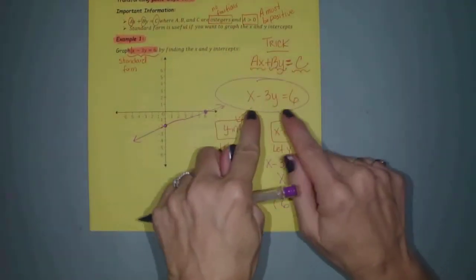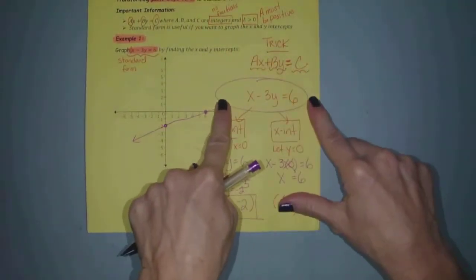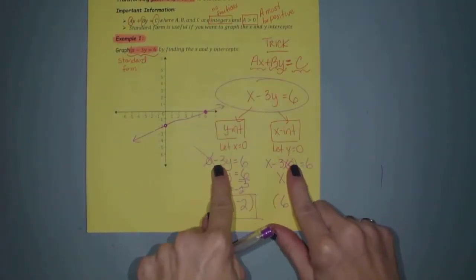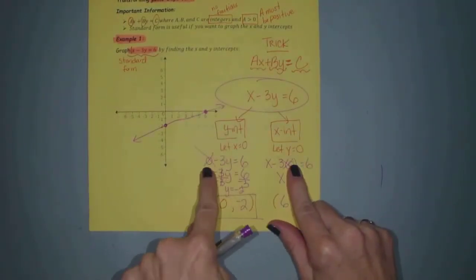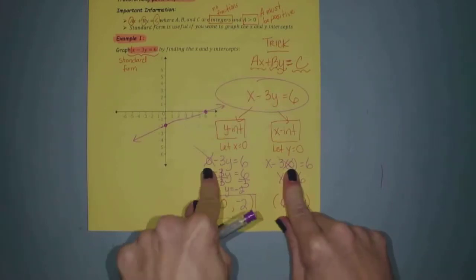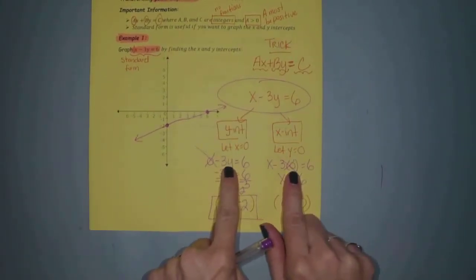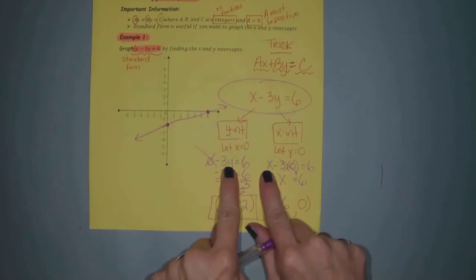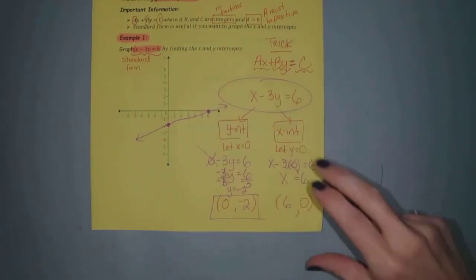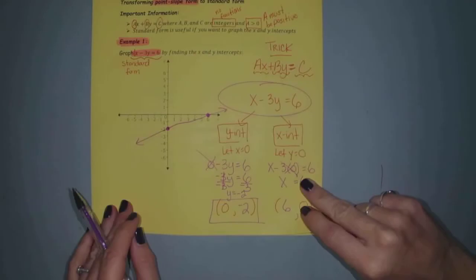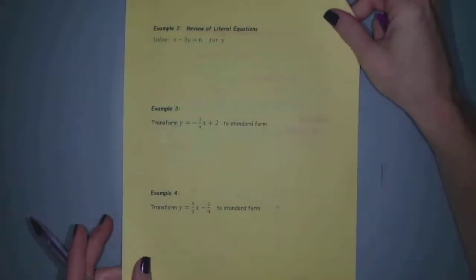And when an equation's in standard form, it's really easy to find the intercepts because either your x term or your y term will fall out to 0, and then you're either left with just y or just x. So standard form's really nice when you want to graph the intercepts. Okay, let's flip the page. We have 3 more examples in this lesson.